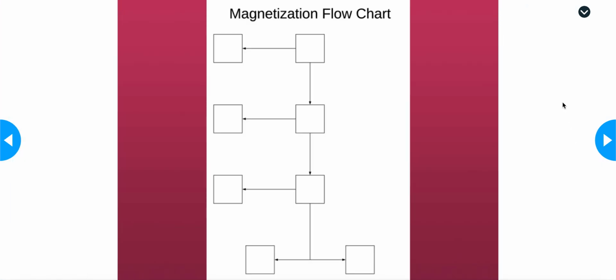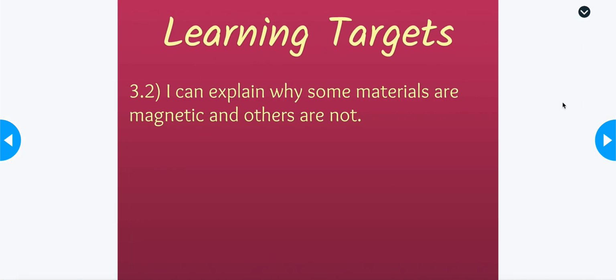In addition, in your packet, you will see a magnetization flowchart, so I'd like you to have that accessible as well. You're going to take your standard notes, and then after each note slide, we're going to jump over to the magnetization flowchart and put some information there so that we can come to understand how magnets are made. All right, our learning target for today is: I can explain why some materials are magnetic and others are not.